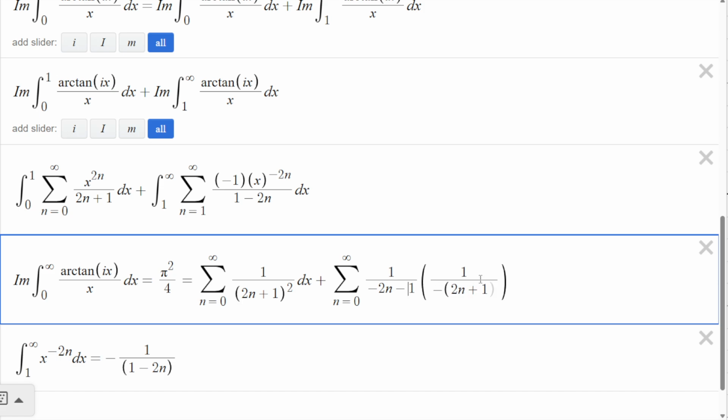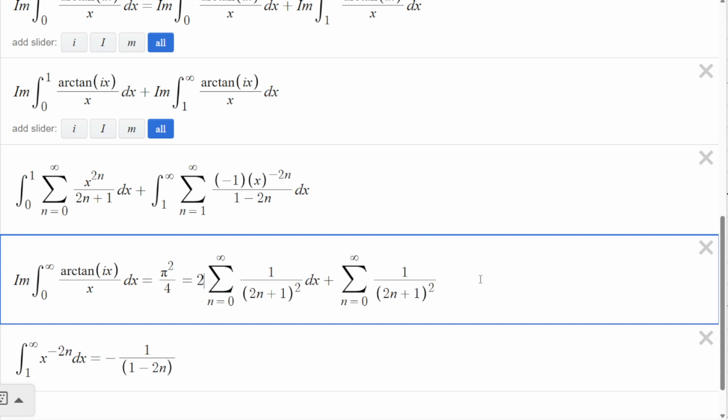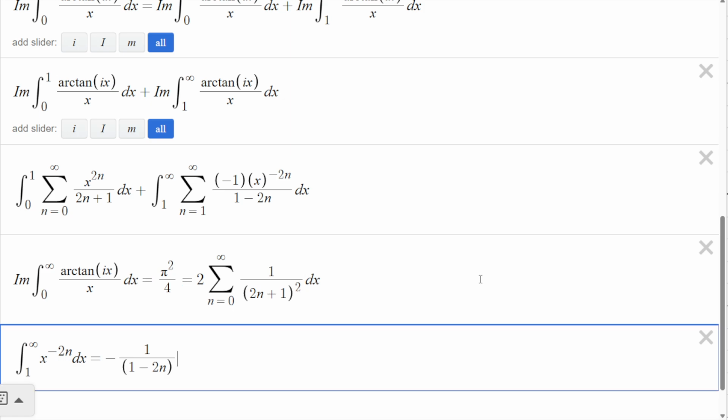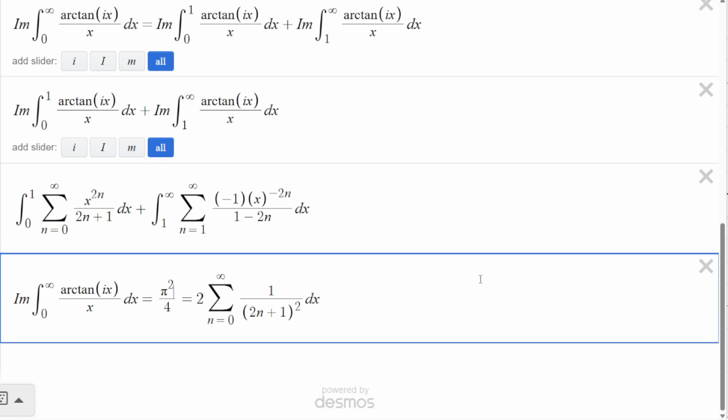And that is also negative 2n plus 1. Negative and a negative cancel out. And now we are just left with 1 over 2n plus 1 all squared. And that is just equal to, these two things are the same thing, so we just have 2 of them. All right, so we're done. We proved that the imaginary part of this is both equal to pi squared over 4 and 2 times the sum of the reciprocals of the odd squares.